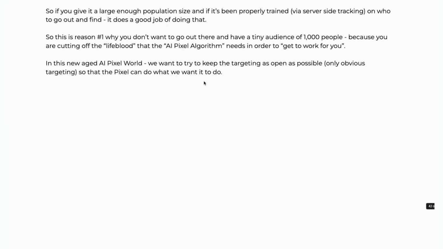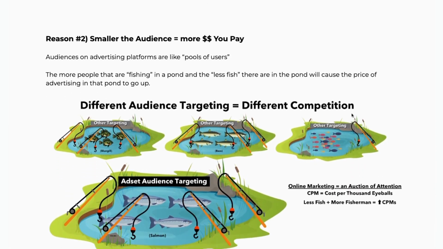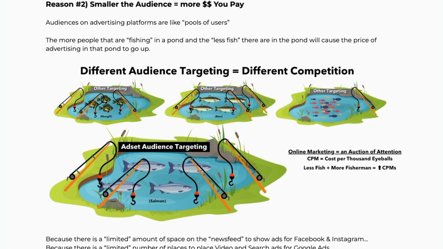So that is reason number one. And then reason number two is that the smaller the audience, the more money you're going to pay. Audiences on advertising platforms are kind of like pools of users. And the thing is, the more people that are fishing, more fishing poles inside of that pond, and the fewer fish that are in that pond, that's going to cause the price of advertising to go up in that specific pond.